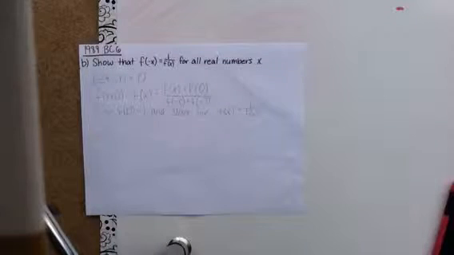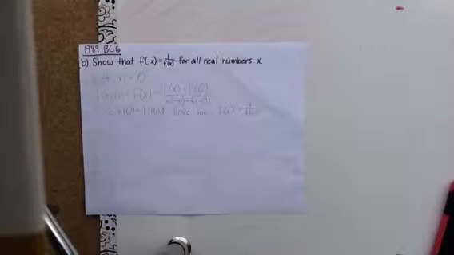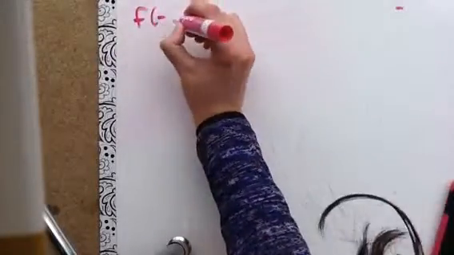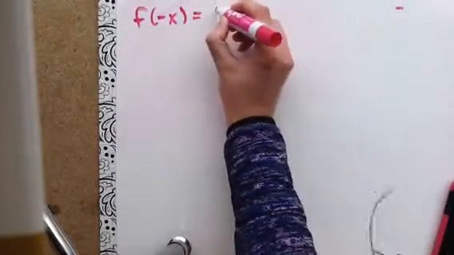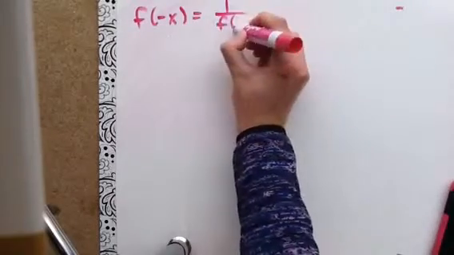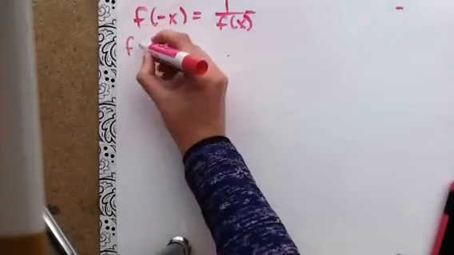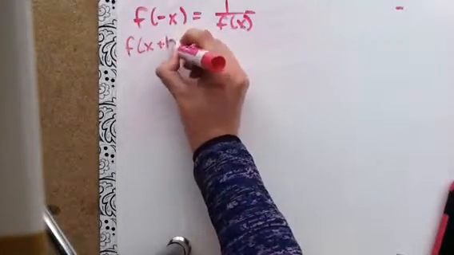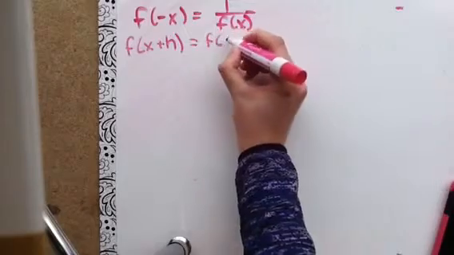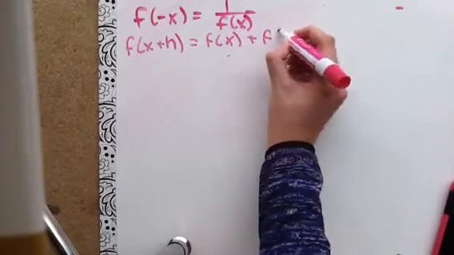Okay, here's B, and here it is asking us to show that f of negative x equals 1 over f of x. Once again, I'm just going to work it out and see if we can figure this out. And then here, I'm just going to write what it's trying to ask us to figure out so I can keep an idea of where I'm supposed to be going with this. Okay, and we're going to use that same equation we used in the first one.